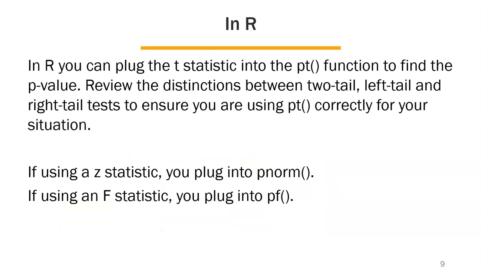Now, when you are working in R, again, you can plug the t statistic into that pt function to get the p-value. Again, check for distinctions between how you use that precisely when you've got a two-tail, left tail, or right tail test, because they're going to be a little different. But play with it a little bit, practice with it, use the code that I just showed, which again is in Canvas, so you can download it and use that as a jumping off point to check some different things.